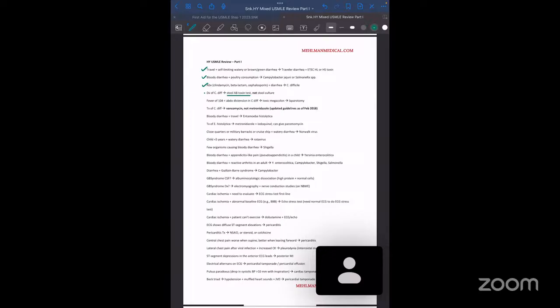Then fever of 104 plus abdominal distension in C. diff. This is toxic megacolon. Next step is to do laparotomy. High fever of 104, abdominal distension in C. diff, toxic megacolon. Next step is to do laparotomy. Treatment of C. diff is vancomycin, not metronidazole, updated guidelines as of February 2018.